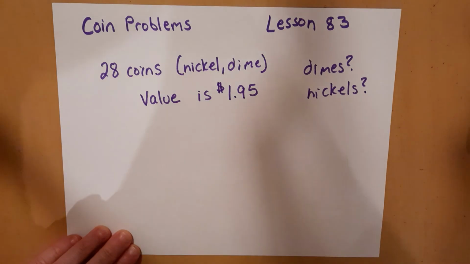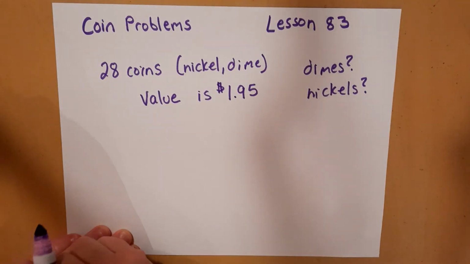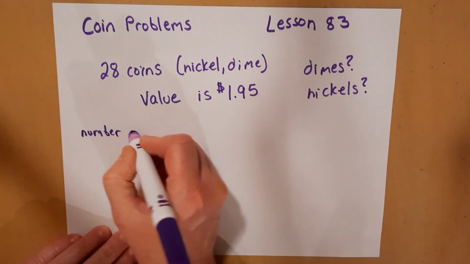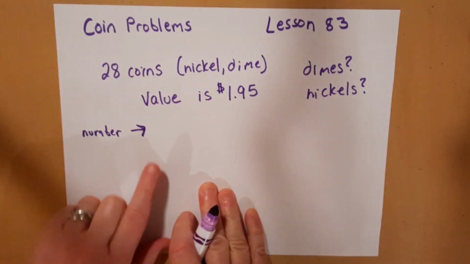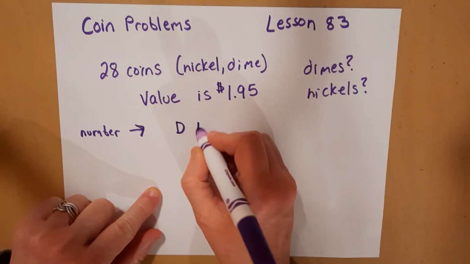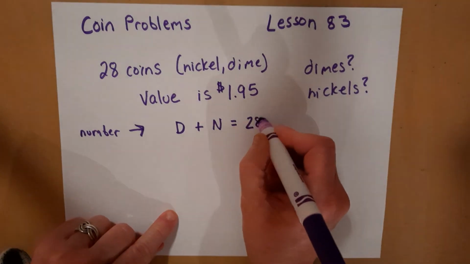So the way we go about solving this problem is we need to come up with two equations. Our first equation is going to talk just about the number of coins. And that one's pretty easy. We know there's 28 coins. So the number of dimes plus the number of nickels equals 28.